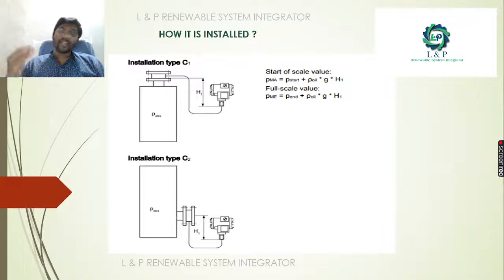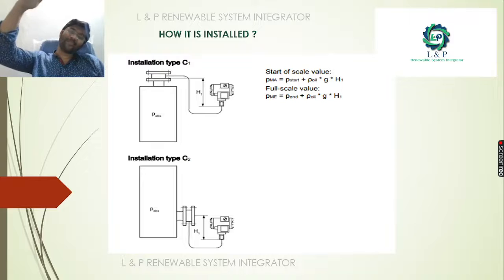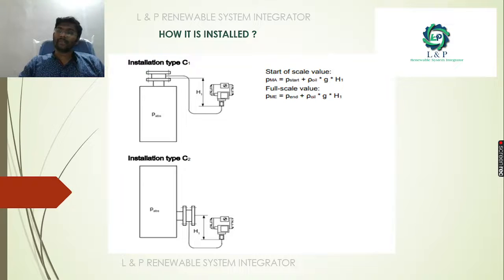And if the flange is at the top, then with the help of this third method, type C, we can install like this. But we need to calculate each and everything in order to do the scaling value. In order to find out the scaling value, the formula is different here.